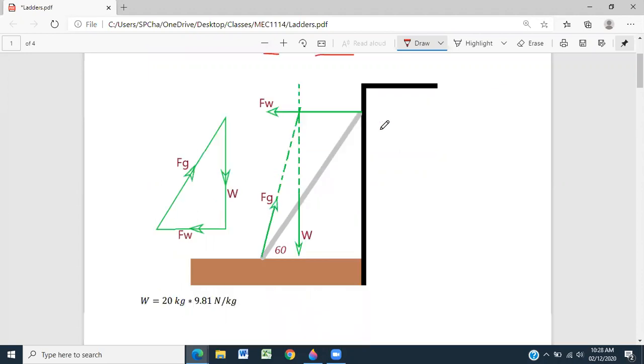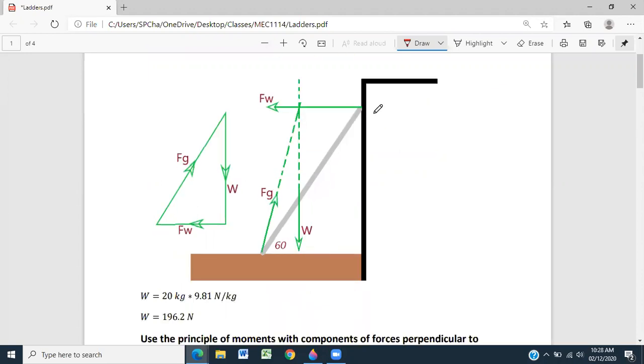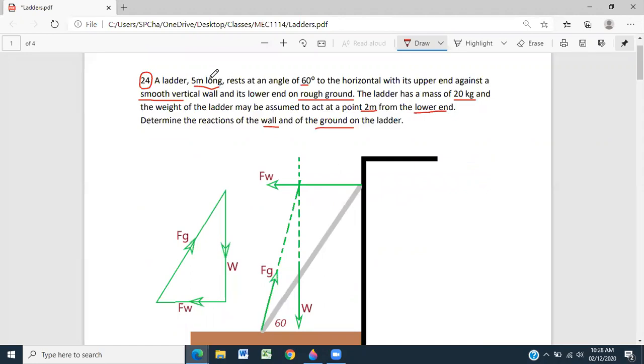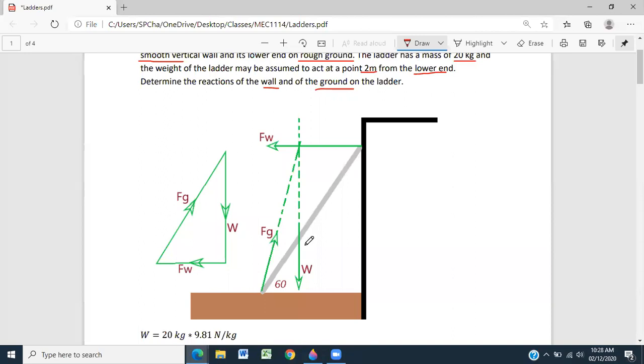So, simple system, we put a ladder, wall, ground, 60 degrees, set up. We know the length of the ladder is 5 meters. The mass of the ladder is 20 kgs, and that weight acts at a distance of 2 meters from the lower end. And we set our system. And what we're left to do now is figure out the forces.